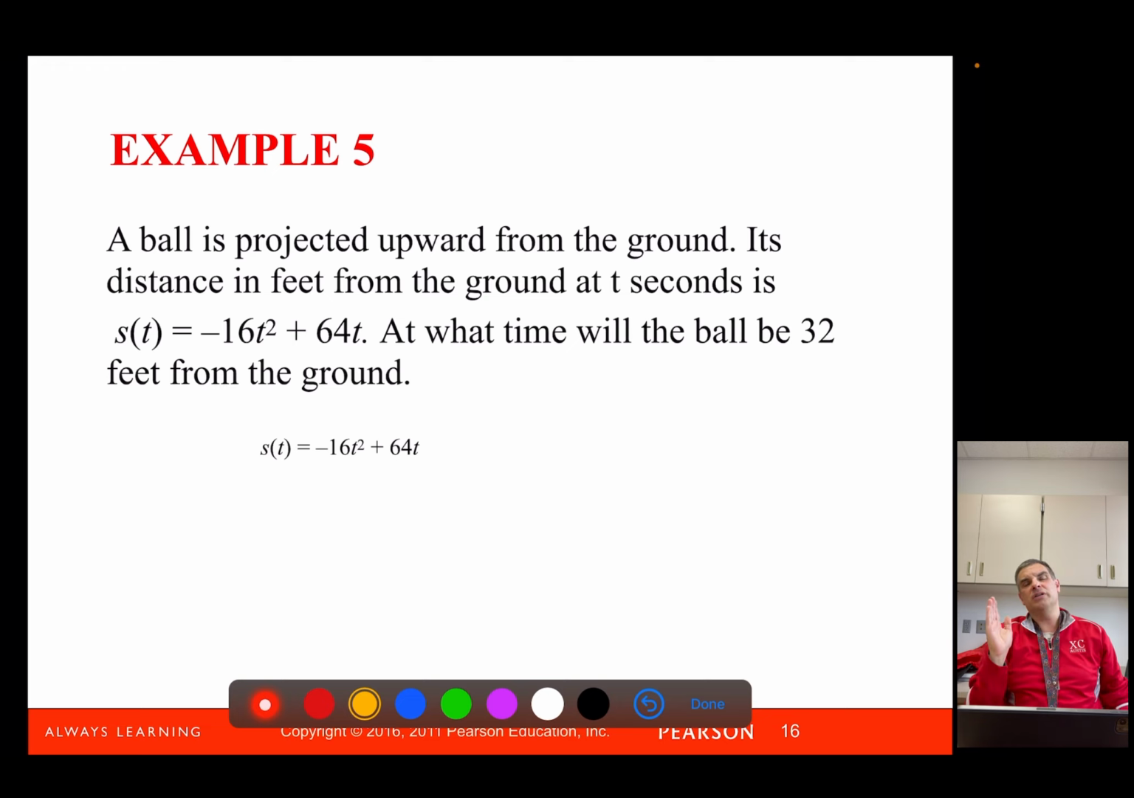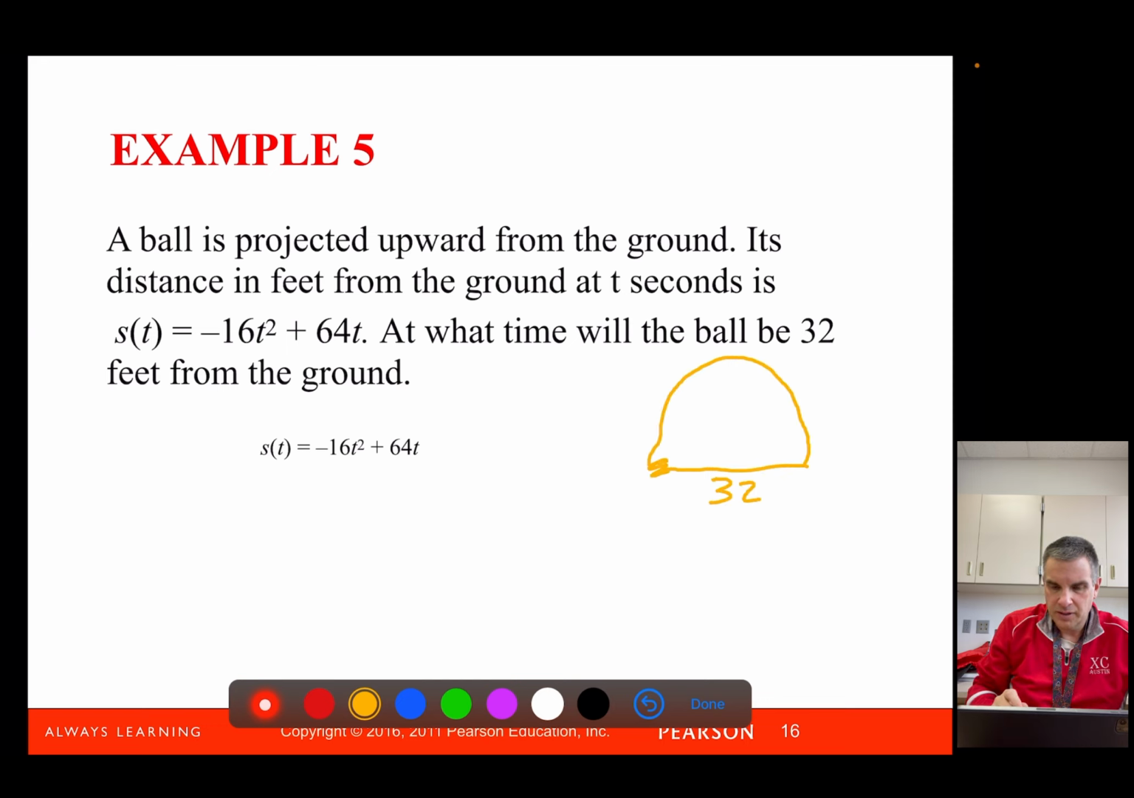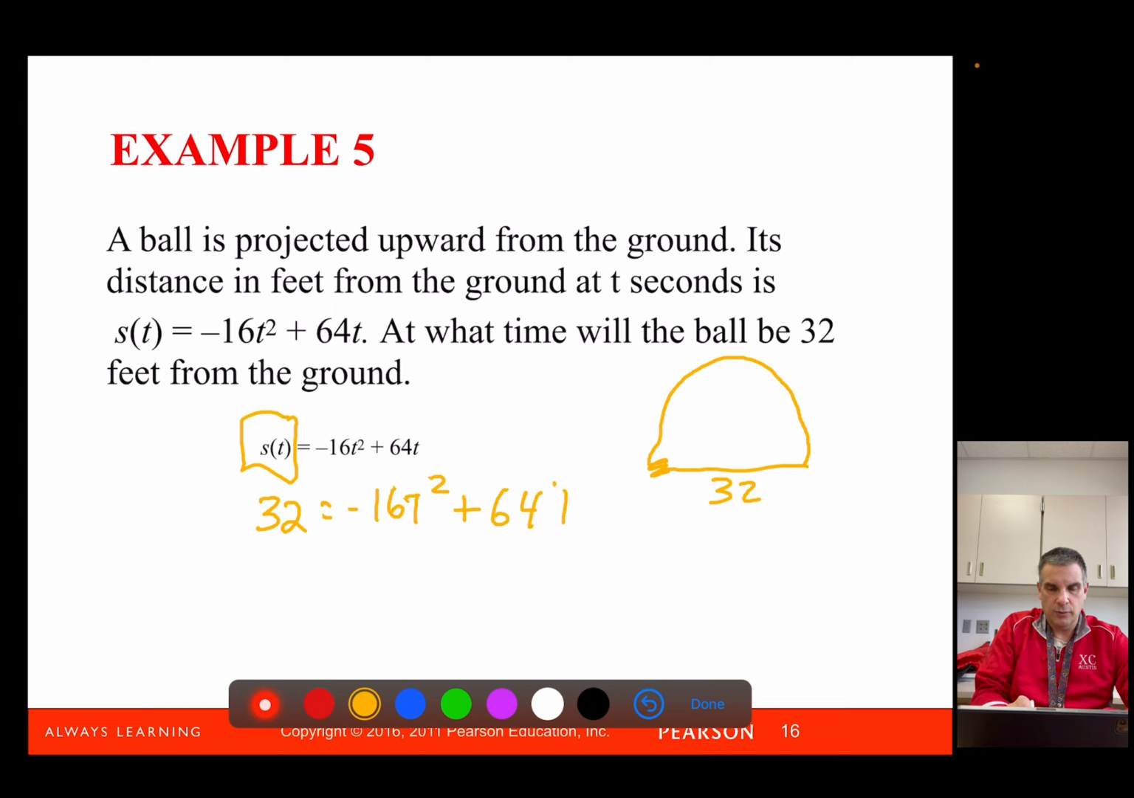Okay, so we have this ball that's being thrown like this. When it lands, this ball lands. So we're throwing it, it's going like this. This distance right here is going to be 32. We want to know what the t value is in order to solve this. So what we're going to do is, this s of t right here equals our distance in feet after t seconds, so we can substitute this s of t with 32. So 32 is going to equal negative 16t squared plus 64t.